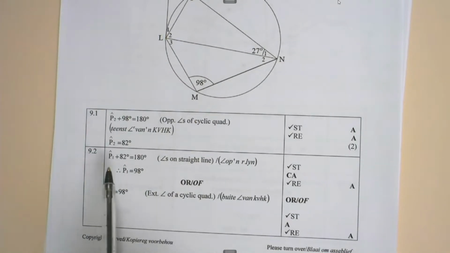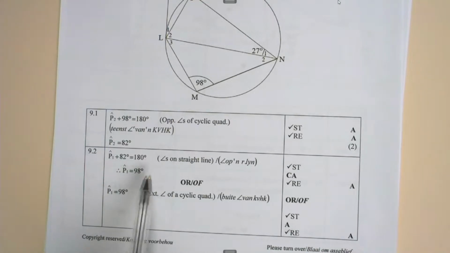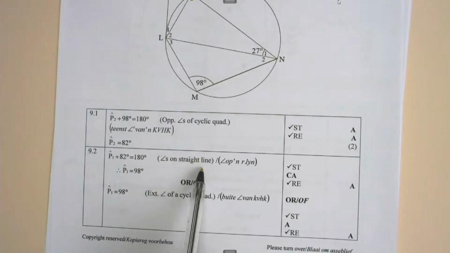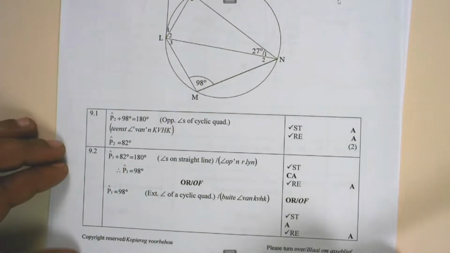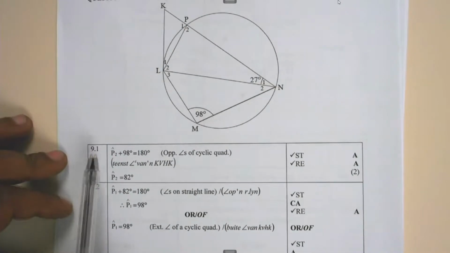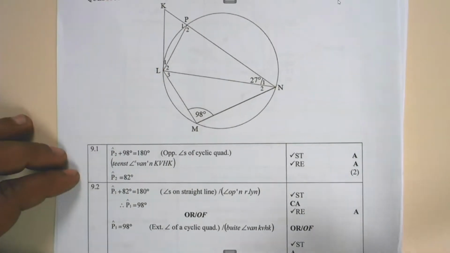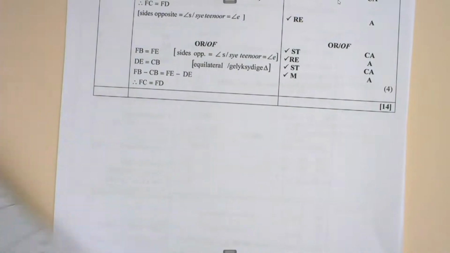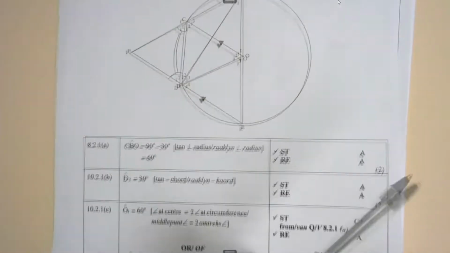And then 9.2, we are looking for angle P1. P1 plus 82 equals 180 degrees. We say angles on a straight line. Therefore, P1 becomes 98 degrees. Or learners may also use this alternative to say exterior angle of a cyclic quad. Moving forward, colleagues, 9.3.